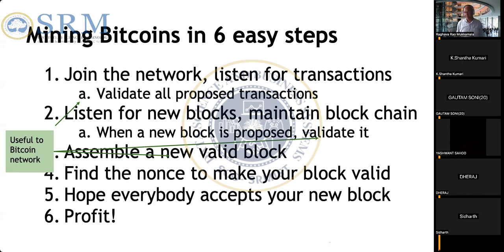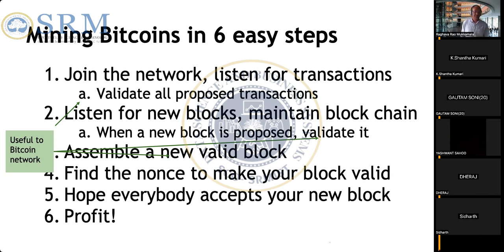Whenever you see a new valid block, you will add it to your chain. Then assemble a new valid block, and in parallel try to create a new block and find the nonce to make your block valid. If you are lucky and you get the puzzle hash value, then create a new block and release it into the network, and hope that everyone will accept your block as valid and add it to their chain, and then you will get money. So these are the simple steps which happen in mining.